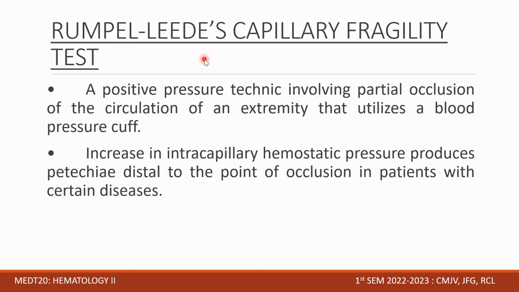We have Rumpel-Leede capillary fragility test or the tourniquet test, yung ginawa nyo rin sa F2F. This one is a positive pressure technique involving partial occlusion of the circulation of an extremity that utilizes a blood pressure cuff. So, increase in intracapillary hemostatic pressure produces petechiae distal to the point of occlusion in patients with certain diseases. Okay? Kung hindi ko na nilagay yung procedure, may copy naman na kayo and also yung reference range. Pakitignan na lang po sa lab manual. Okay?